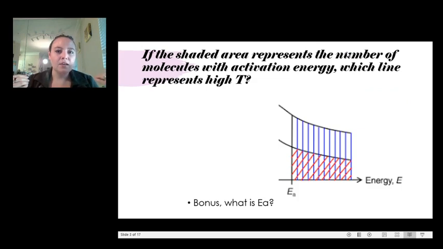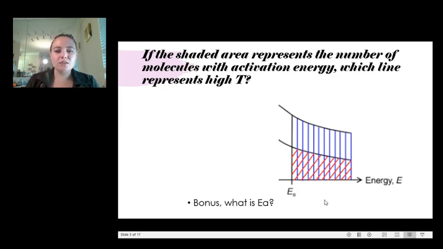let's look at this graph. So we know the shaded area represents the number of molecules that have their activation energy, the number of molecules that have enough energy to become popcorn. So which one would represent the higher temperature? Well, this line right here that has more area, if we look at the blue lines, we have more area of blue lines than we do red lines. So this more area shows that there are more molecules that have the energy to pop or to react or become whatever it is they're trying to become, versus in the low temperature. Our bonus, what is EA? EA is our activation energy.